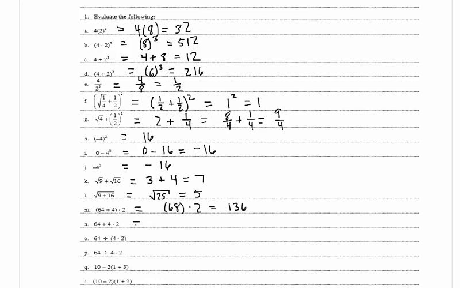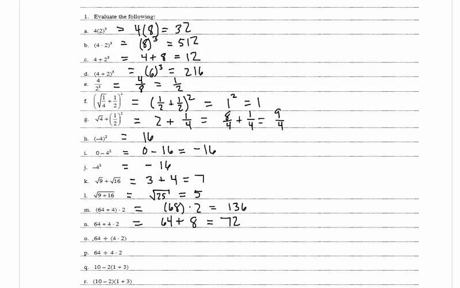In N, we have 64 plus 4 times 2. Now, without the parentheses, the order of operations is going to tell us to do the multiplication first. So we're going to do 4 times 2 first in this problem. So we have 64 plus 4 times 2 is equal to 8, and 64 plus 8 is equal to 72.